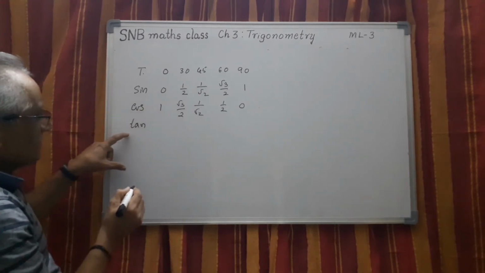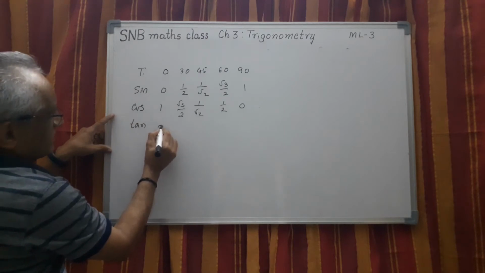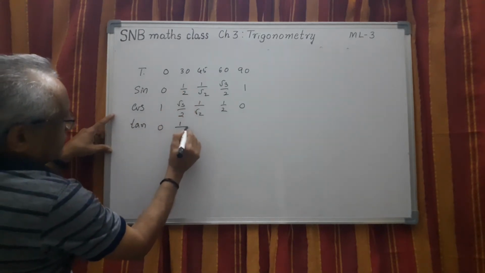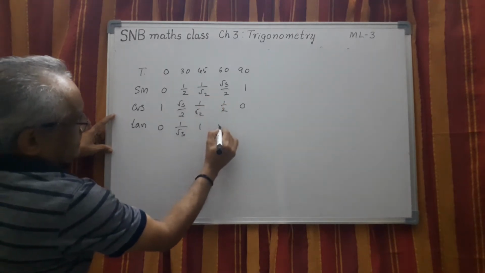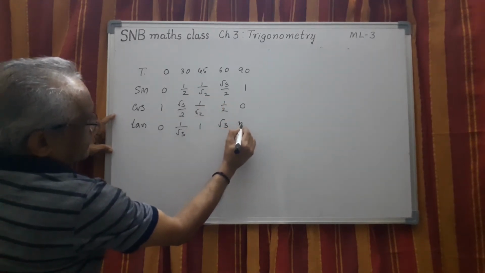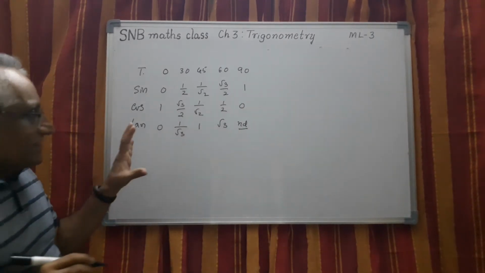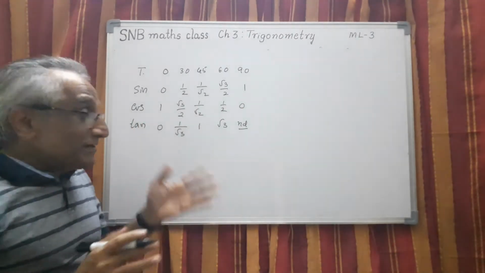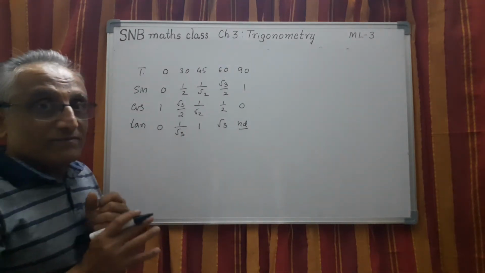Then of course, how to write this ratio. This by this is 0. This by this means it is 1 by root 3. This is 1 because 1 by root 2 by 1 by root 2. Then this is root 3. This is not defined because 1 by 0 is not defined. I think you have studied this one. I will tell you how to remember this later. There is a very interesting connection, actually a method of remembering this.